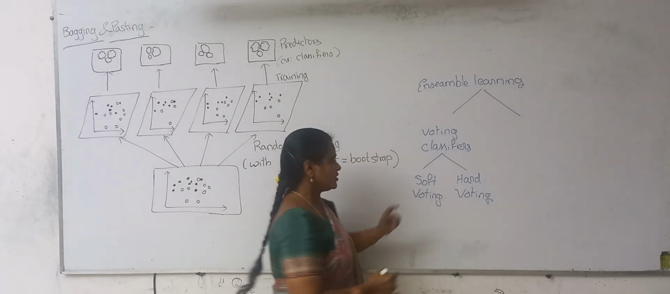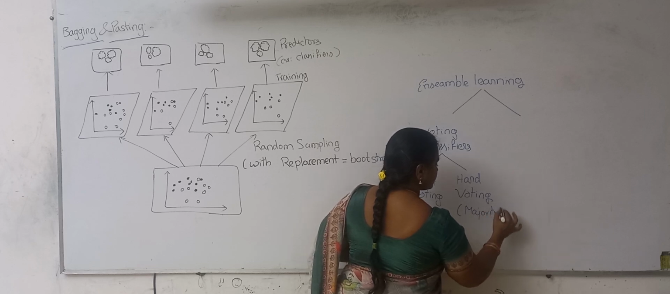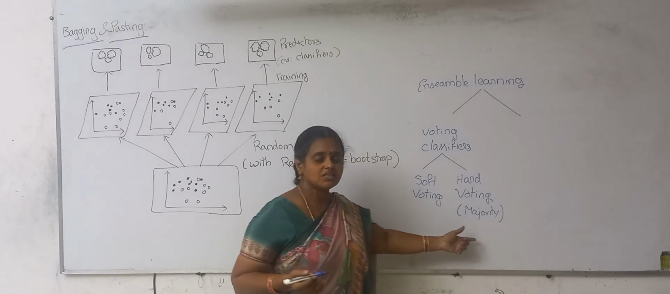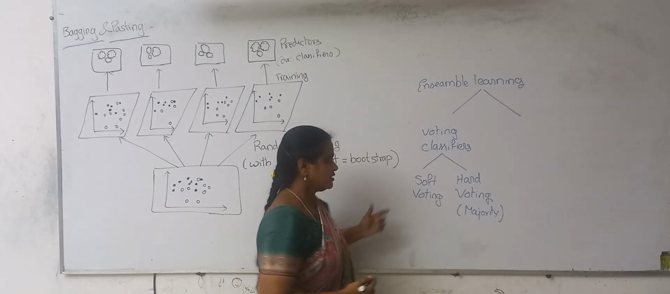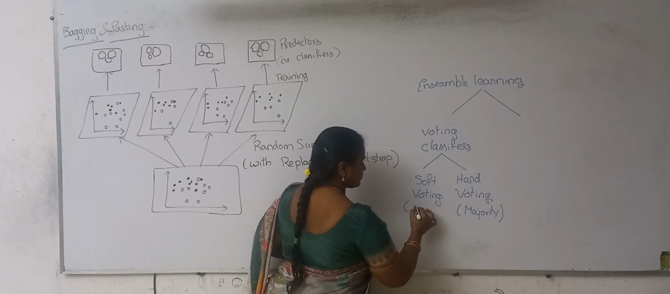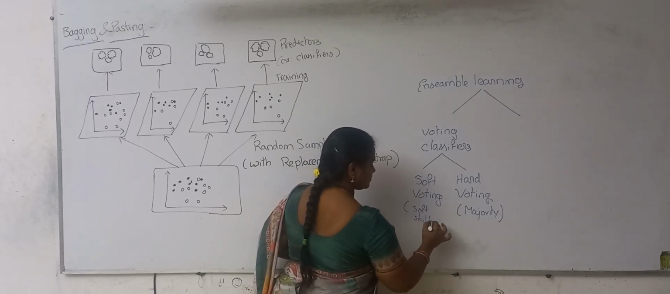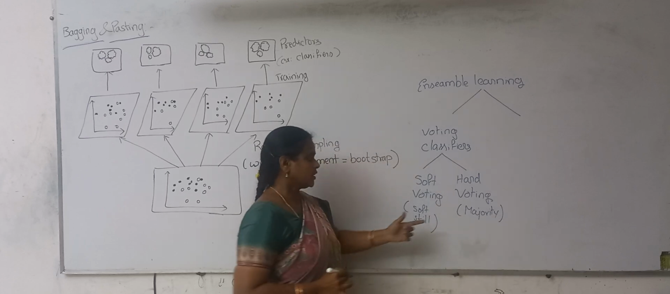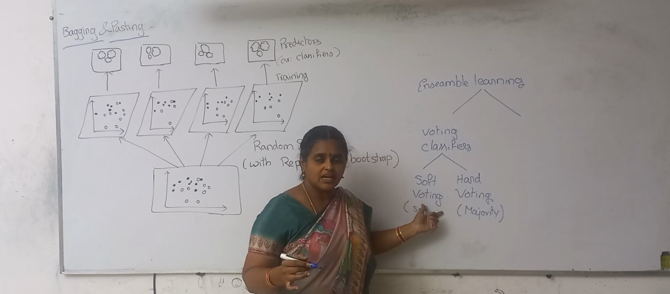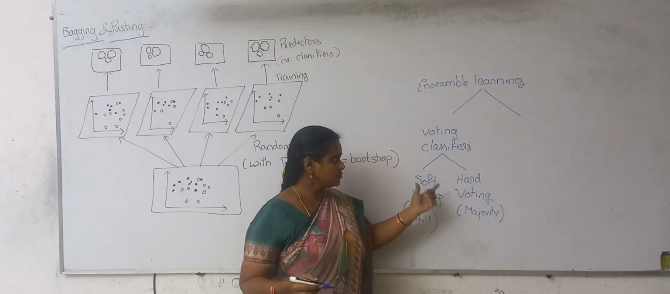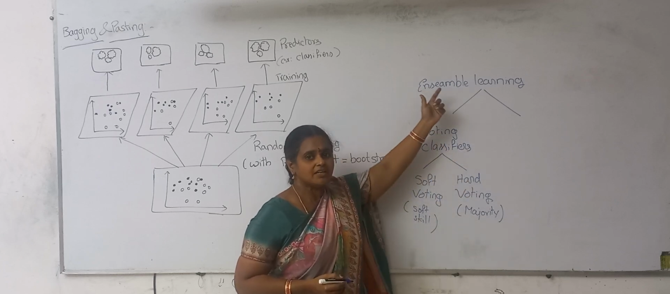Hard voting, here you can give the majority. We give importance to the majority of the predictions, and that will be selected as the final outcome. And soft voting, here you have to apply some technique. In the last example we considered the average of all yes and the average of all no. So this is the voting classifiers, one of the design issues in the ensemble learning mechanism.